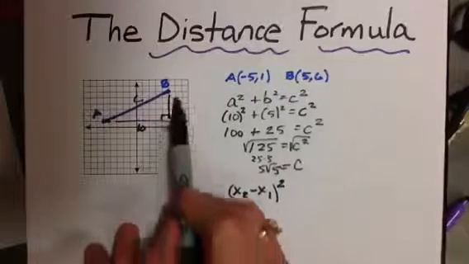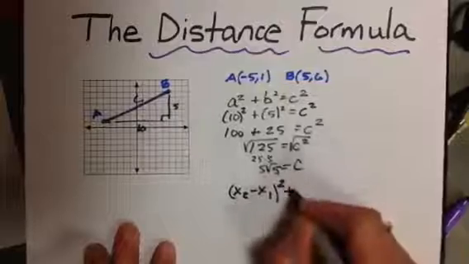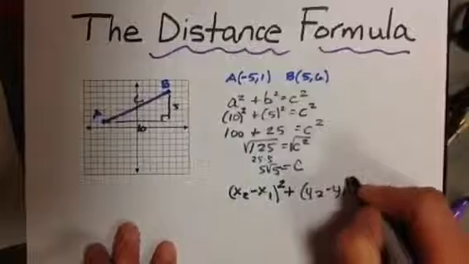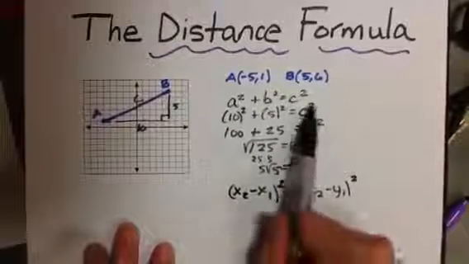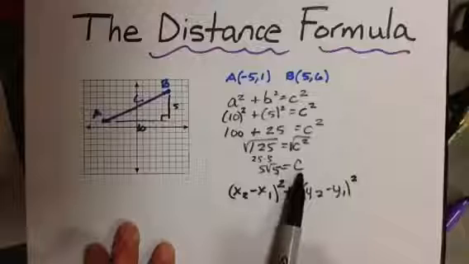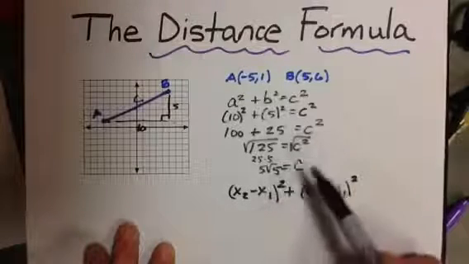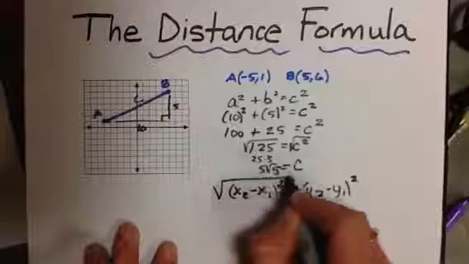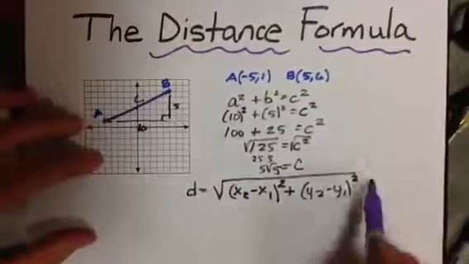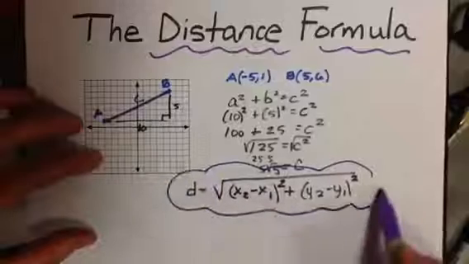The b squared, I'm going to subtract the y's. So I'm going to put my plus, subtract the y's, and it's also squared. And c squared, well, in my final answer, I don't want a c squared, I want a c. So see how I take the square root on the step above? So we're going to square root all of this. And this right here, let me circle it, is the distance formula.